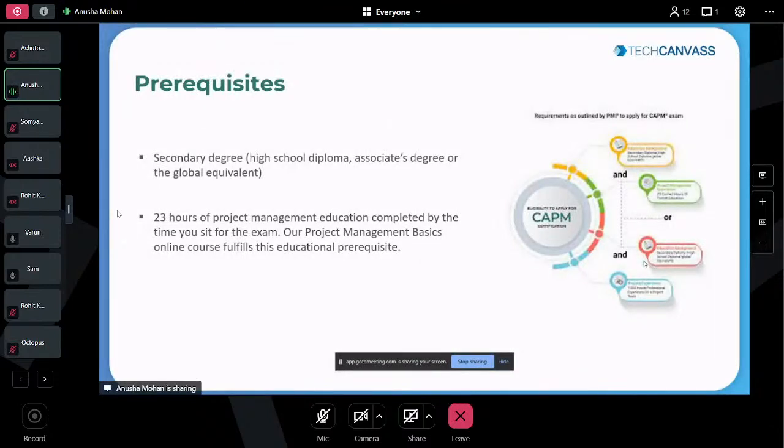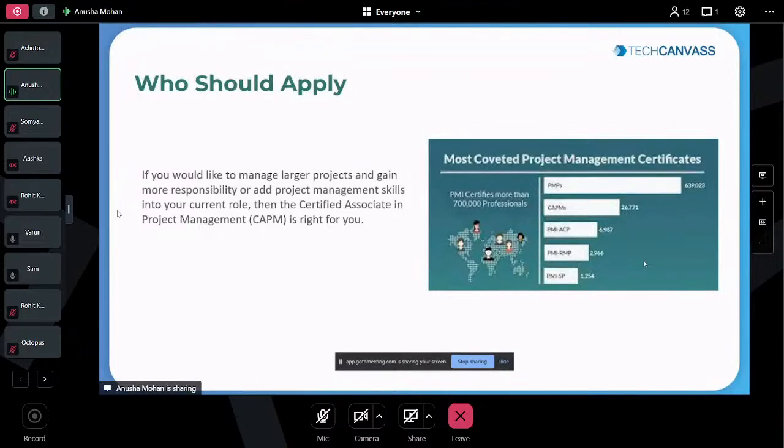I'm moving on to the other slide here, which is who should apply. Now, who are the people from different domains who should apply for the CAPM exam? If you would like to manage larger projects, let's say you're a project manager, a business analyst for that matter, or maybe a person aligned to a technical team who wants to switch his or her career to project management. And if you really want to manage larger projects and gain more responsibilities, or add project management skills into your current role, then CAPM is the right exam for you.